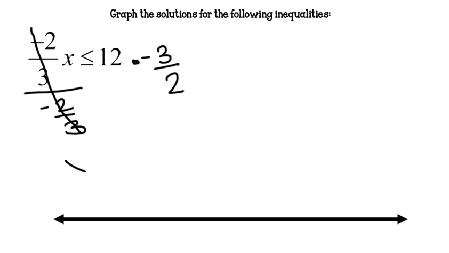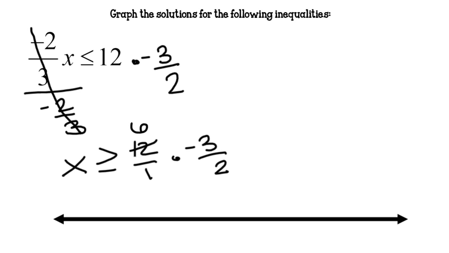And I divided by a negative number, so I've got to flip it. And then I just take 12 over 1 times -3/2. And I say, can this go into 2? Or does 2 go into this? 6 times and 1. So x is greater than or equal to -18.